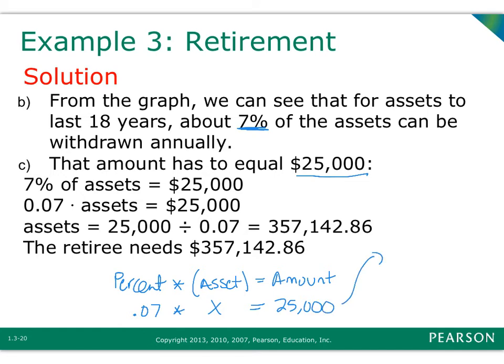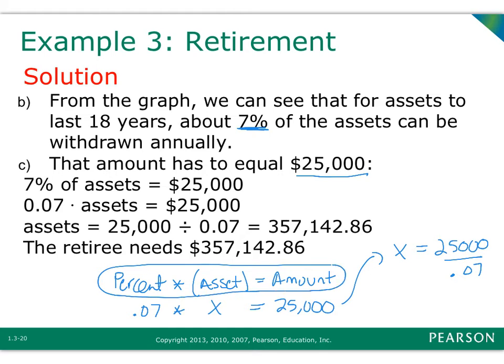So now to solve for X, it's just 25,000 divided by 0.07. This was our strategy. Right here's our strategy. And so when we find that out, we find that the solution is this amount, 357,142.86 needs to be our assets.